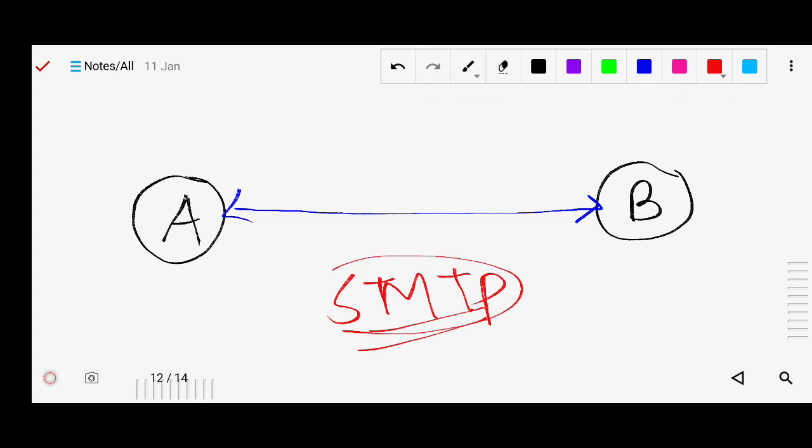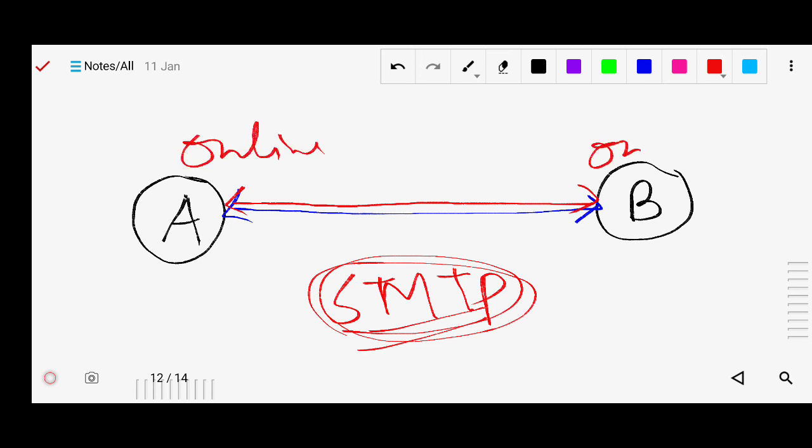But if you are using this protocol and sending emails from A to B, both have to be online. At real time, A must be connected to the internet, and B also must be connected to the internet. Then the data will transfer from one to the other. If one is offline, this will not work, and the mail will not be sent.